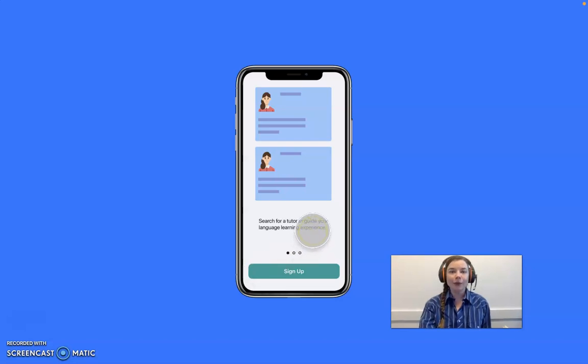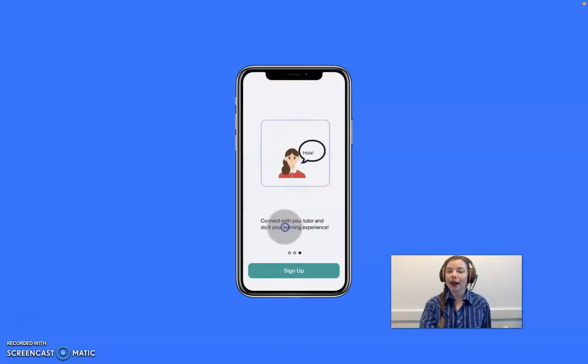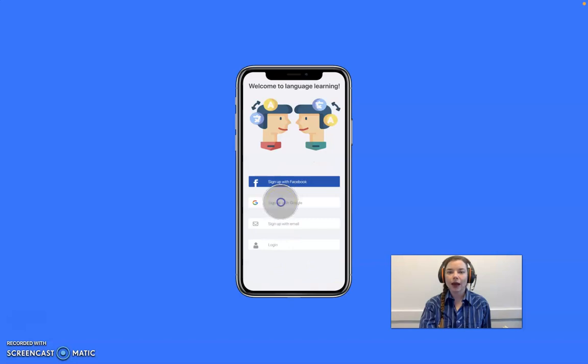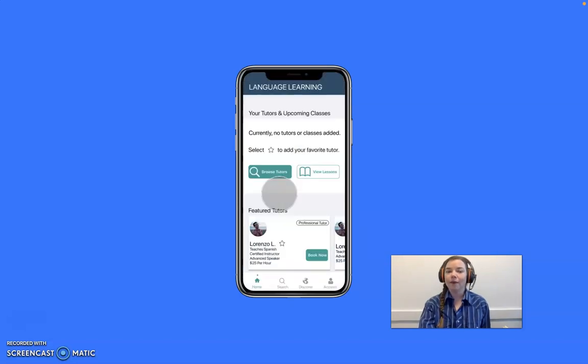For this app, we can meet up with a tutor who's a native or advanced speaker, and we know that we can meet up at a time that works for us, and we're gonna swipe right again or to the left, and we can connect with the tutor who can help us with our speaking, which is very important. And so we're gonna go ahead and sign up, and maybe do this later. So we're gonna go ahead and browse through our tutors.